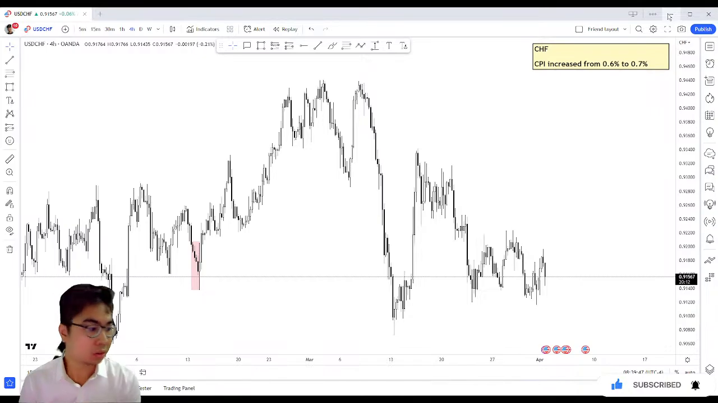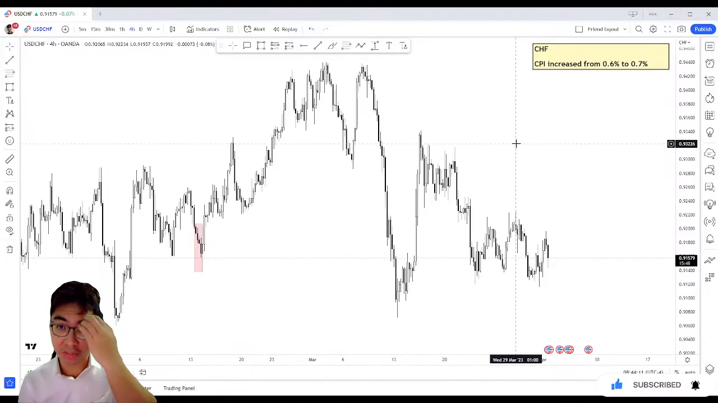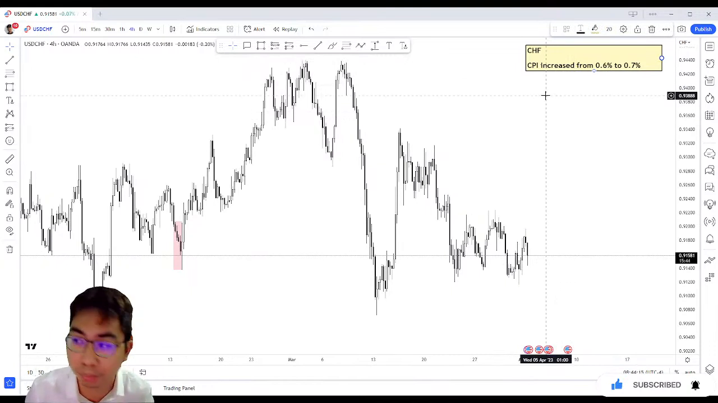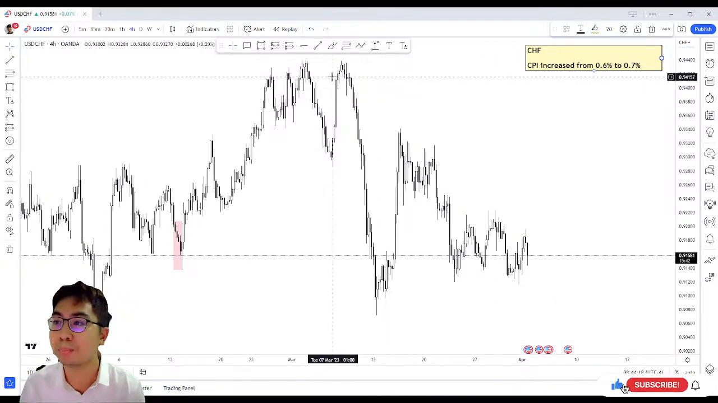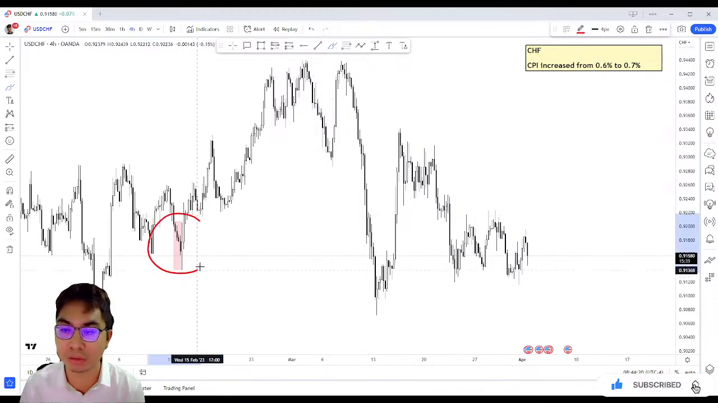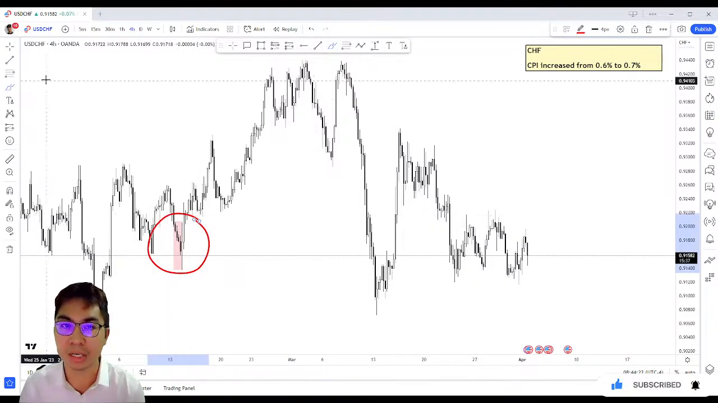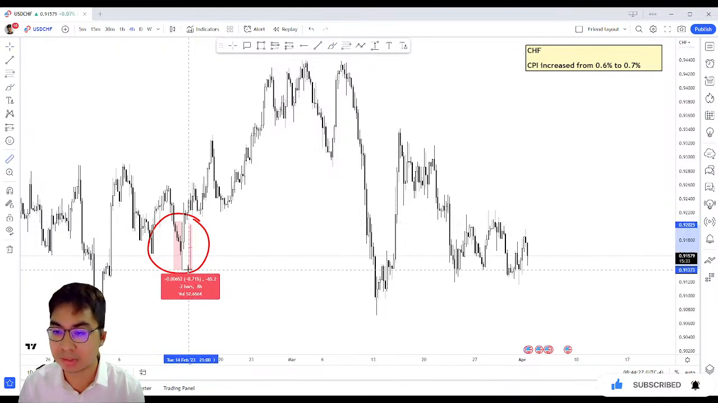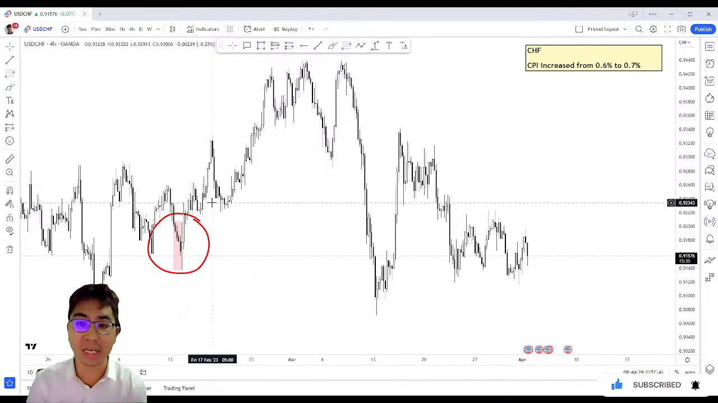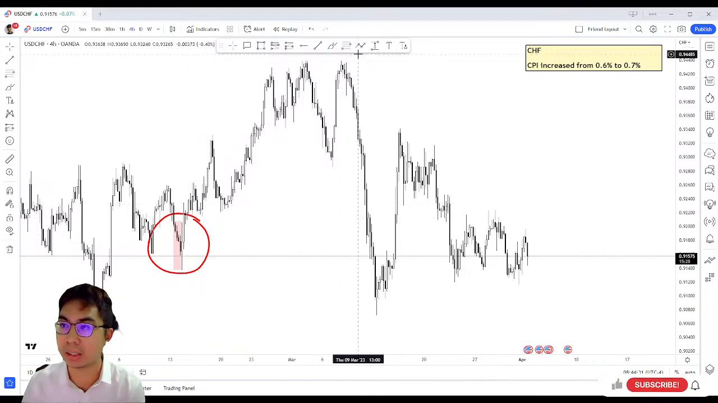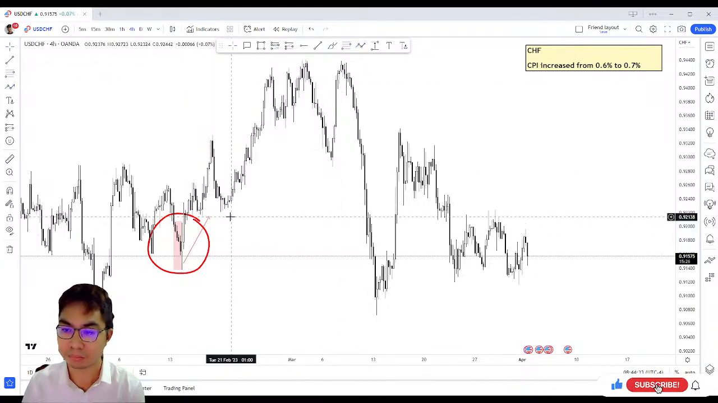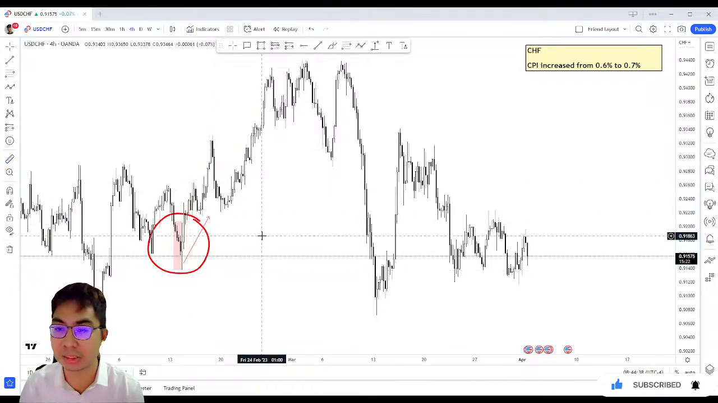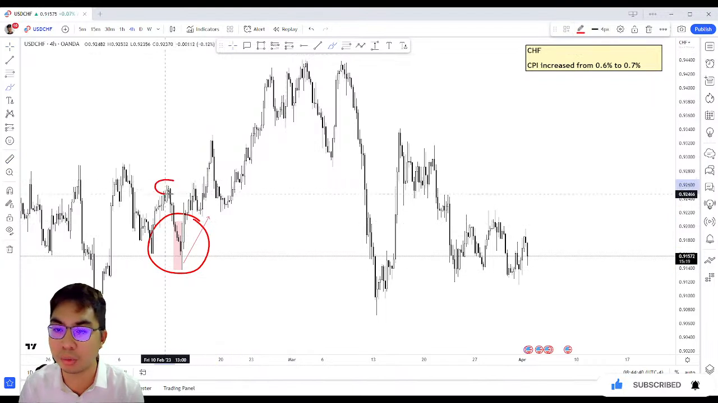Let me get started with CHF. The CPI actually increased from 0.6% to 0.7%. Based on previous data, looking right here, the price dropped an estimated 65 pips or so before it reversed back up. The very next day it went up an estimated 126 pips. It was actually looking for liquidity.